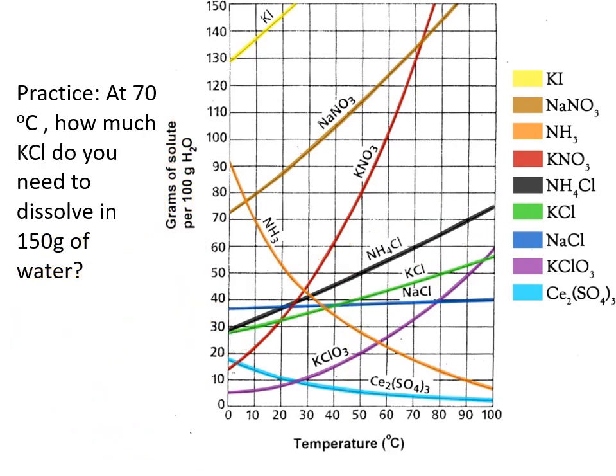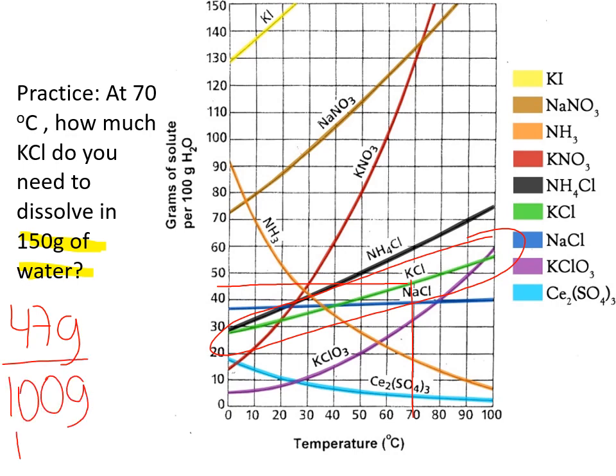Okay, and another one like that, except this time we're going to look at 70 degrees Celsius. How much KCl do you need to dissolve in 150 grams of water? So a little different. Okay, but first let's just look at KCl. It's the green line. At 70, it's right here, that's about, let's say 47 grams. I'm not going to be like, oh, I said it was 48, you said it was 47. That's wrong. Somewhere along that. So I can have 47 grams dissolved in 100 grams of water. And I know it's 100 grams of water because that's what my graph says.